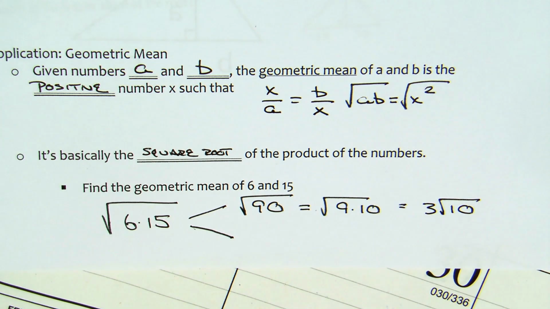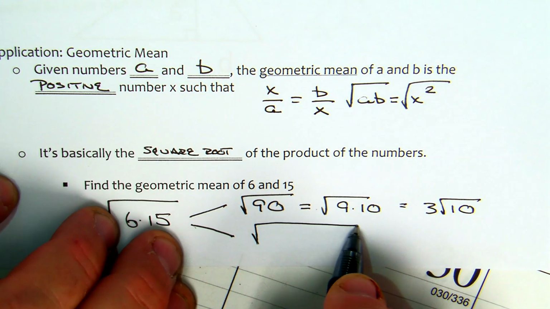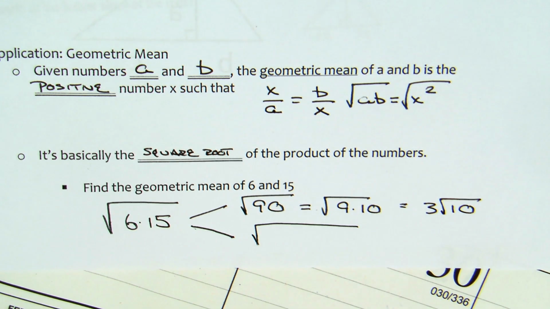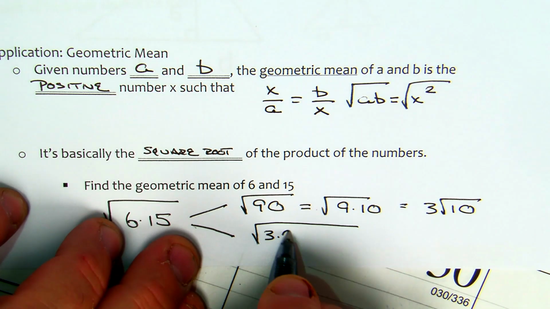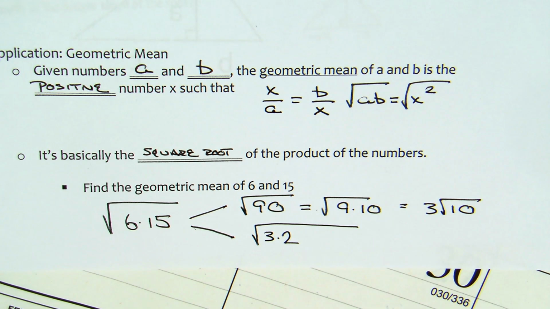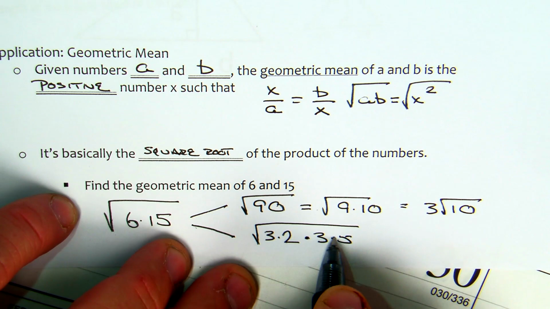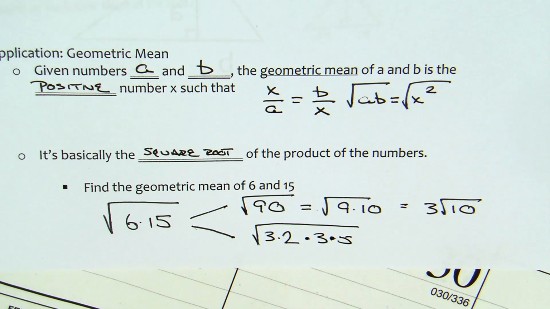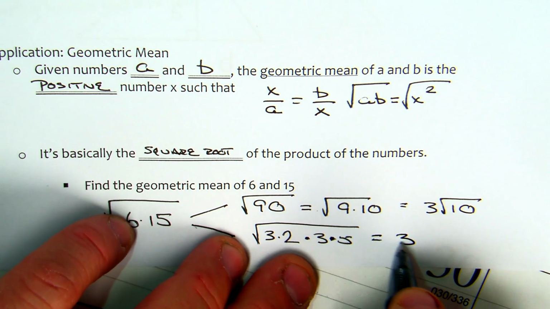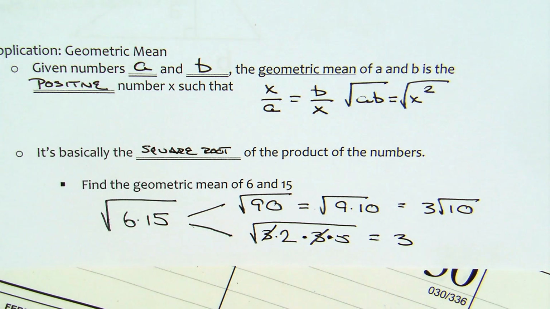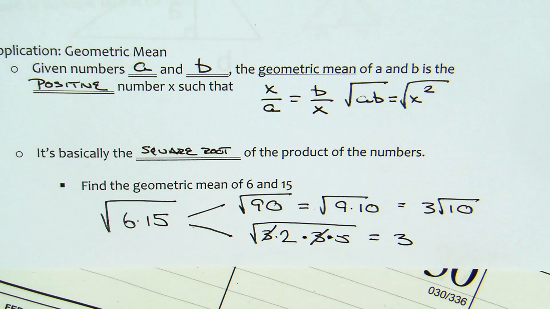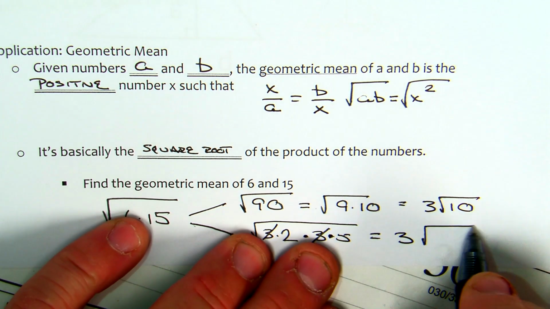Now, you don't have to do it this way, but there is another perspective. 6 breaks down into 3 times 2. 15 breaks down into 3 times 5. Again, don't have to do it this way, but you can. What number shows up twice? That's coming outside. What two numbers remain inside? 2 and 5. What is 2 times 5? You get the same answer.